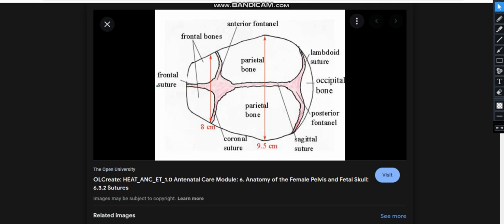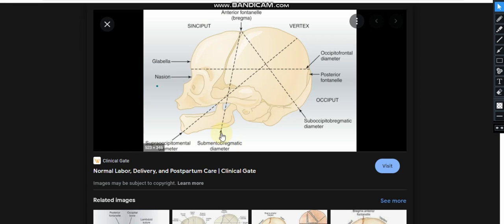Okay, again, submentobregmatic, again the face presentation. Even if there is submentooccipital, the submentovertical diameter will also have the face presentation. Whatever is starting at this point will have the face presentation. Then whatever is starting at this point will have the brow presentation, and after that the various remaining diameters will have the vertex presentation. That's it.